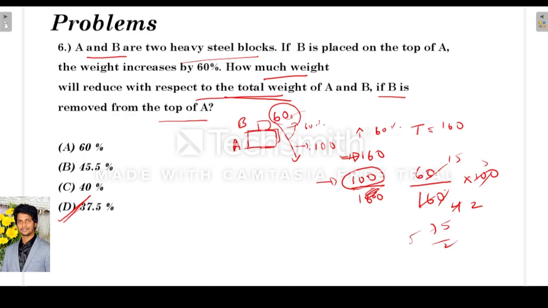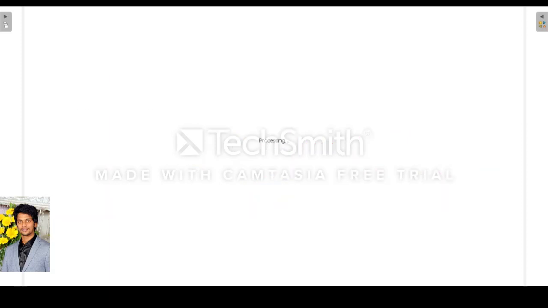See, they are telling basically on A, when B block is placed, the weight increases by 60%. So I assume weight of A as 100, and as when B is placed, the weight increased by 60%, means total weight became 160. So out of this A is 100, so B is 60. They are telling when B is removed, how much weight will reduce with respect to total weight. So here total weight is 160, and when B is removed, 60 is reduced. So in order to convert it into percentage, 60 by 160 into 100, so it will give 37.5.